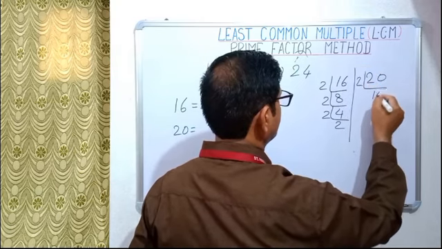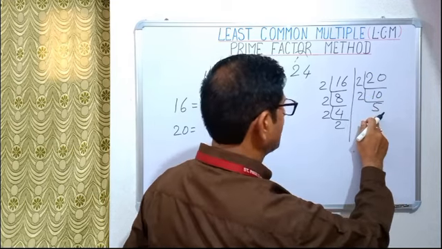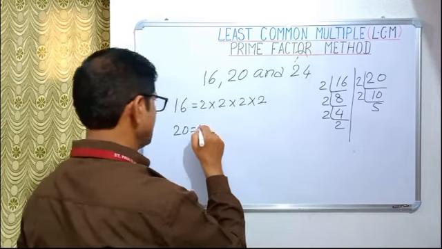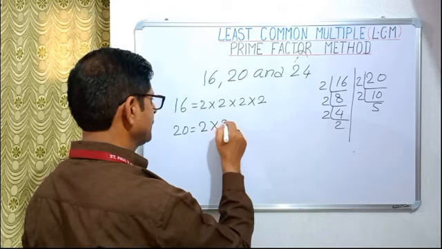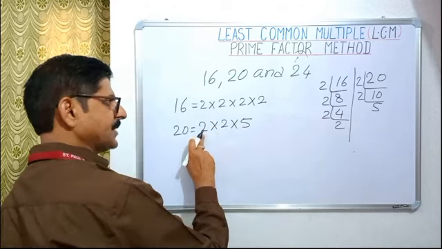2 tens are 20, 2 fives are 10. Yes, and we have got a prime number here, so stop it there itself. 20 is 2 into 2 into 5. 2 fives are 10, 2 tens are 20.